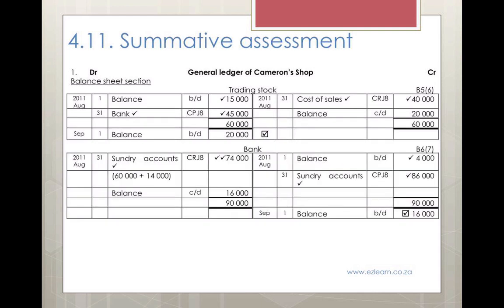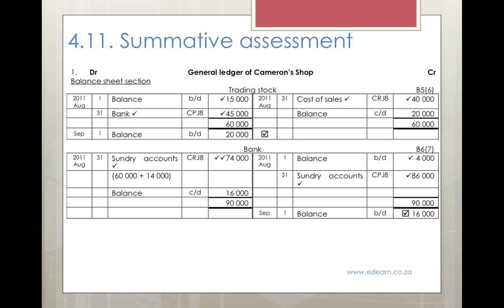The bank account is also an asset which would have the receipts on the debit side and the payments on the credit side. Since the balance given to you was a credit balance, in other words, the business was in overdraft, you would show this on the credit side as 2011 August the 1st, balance brought down 4,000, tick. The receipts from the CRJ would go on the debit side, 2011 August the 31st, sundry accounts, tick, CRJ 8, 74,000. This 74,000 had to be calculated and is therefore worth 2 marks.